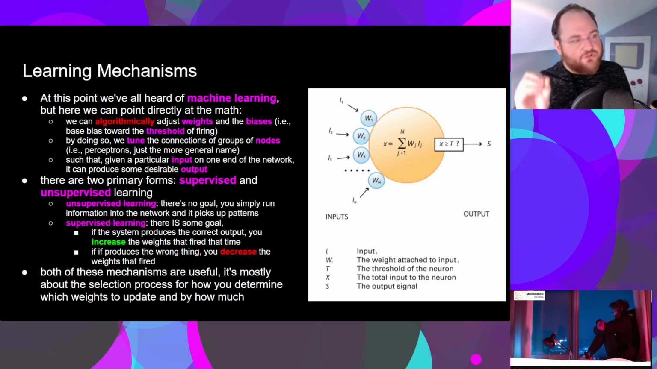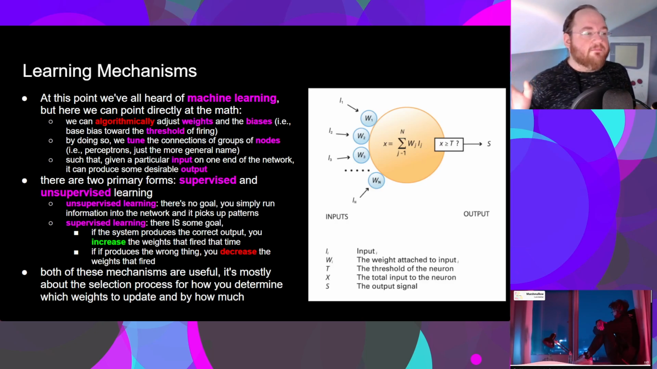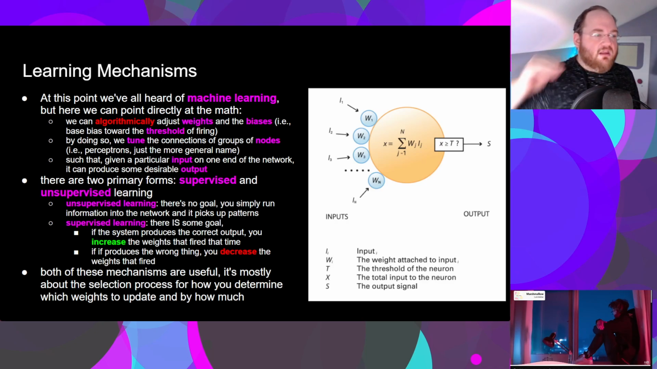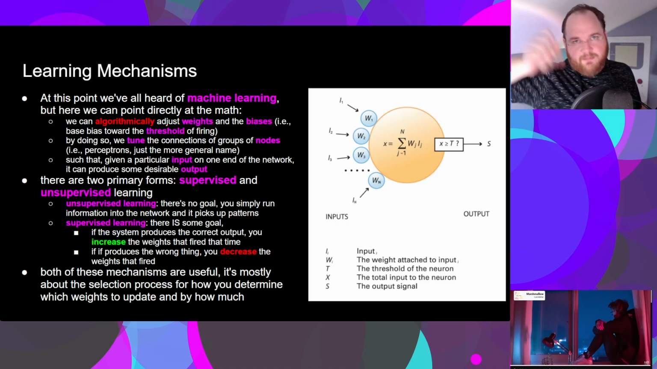So bias is a new term, essentially the inverse of the threshold, right? If the bias is high, that means it's easy to fire. Typically, you leave the threshold at a single value, and instead you just introduce a bias value. Point is, it's one of two things, right?